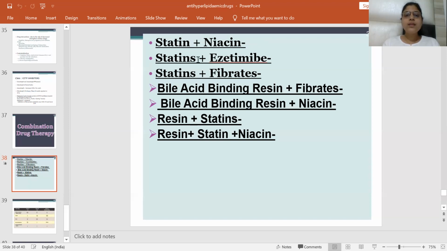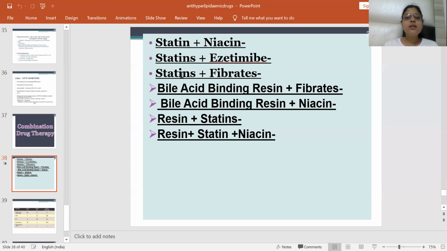Statins, again, are the cholesterol synthesis inhibitors, HMG-CoA reductase inhibitors, and ezetimibe is the cholesterol absorption inhibitor. So it will inhibit the absorption of cholesterol from the intestine into the blood. So again, levels of cholesterol will reduce. They will have the additive effect.